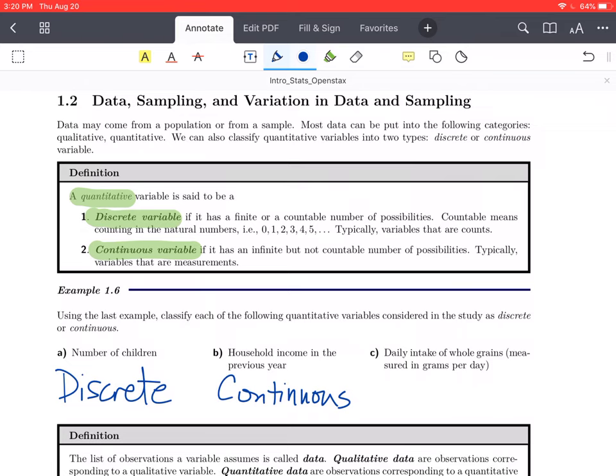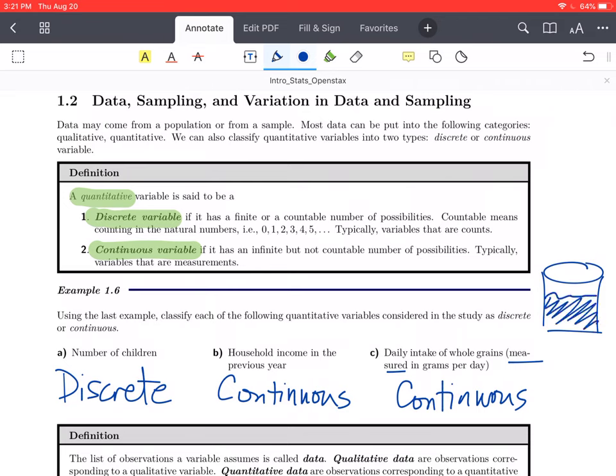And then your daily intake of whole grains measured in grams per day. So this one is a measurement, and you can see that right there. This one is going to be continuous. And if you think about it, you think, well, but I can count the number of grams that I take, right, in whole grains. You say, well, I had 5 grams of whole grains. Well, but did you have exactly 5 grams of whole grains, right? Even if we're measuring something, you've got a container and it's got whatever substance it is in there. Even if it has a measurement on it, say 5 grams, just because it matches up on that measurement does not mean it's exactly 5 grams, okay?